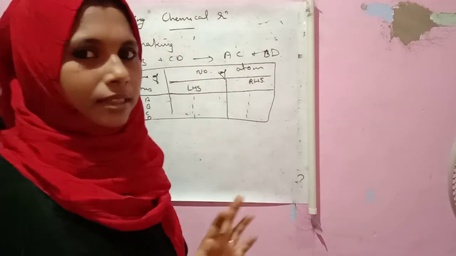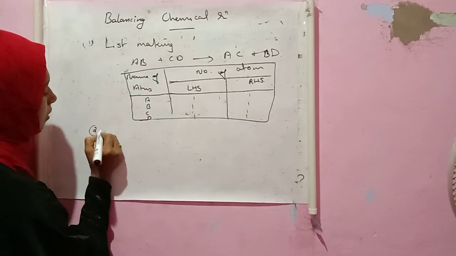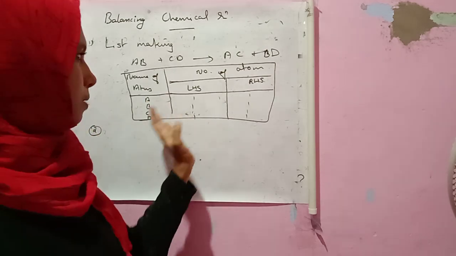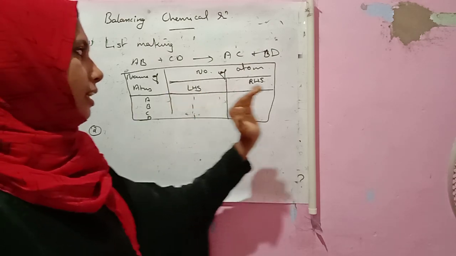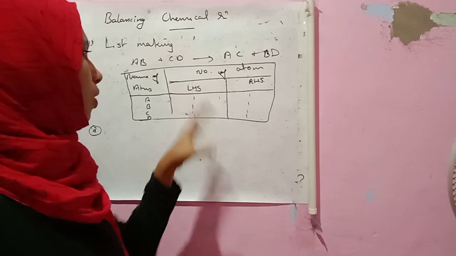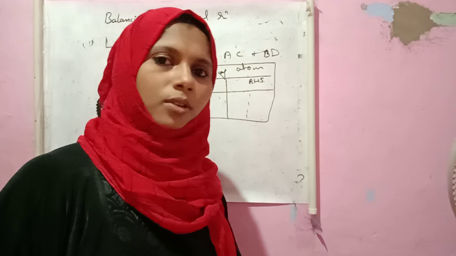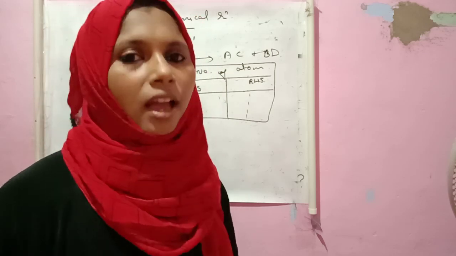We will start balancing the chemical reaction. Now the second rule. Suppose this is balanced, because in both the LHS and the RHS the particles are equal: A, B, C, D are all 1 on both sides. But suppose in some case the particles are not equal in LHS and RHS, then we have to balance it.